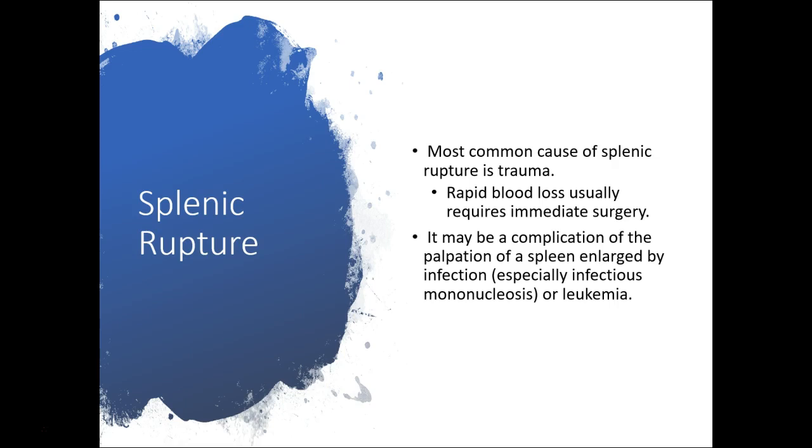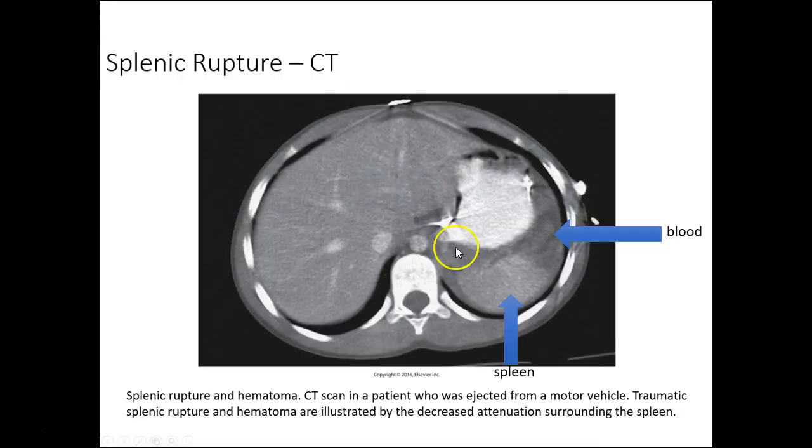Splenic rupture. The most common cause of splenic rupture is from trauma. Rapid blood loss usually requires immediate surgery. It may be a complication of splenic enlargement by infection, so mono or leukemia. And we can see here all of this little area. This is the spleen right here. This is the stomach. We put contrast in there so we can see it. And then you can see all in this area right here is blood. That means this patient is bleeding out and we need to get them care immediately.